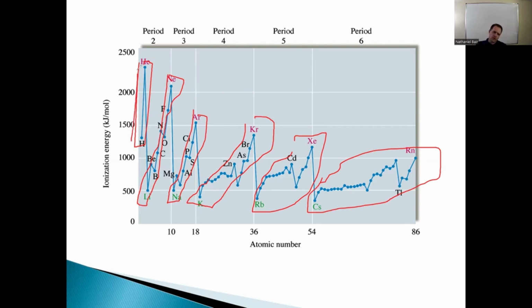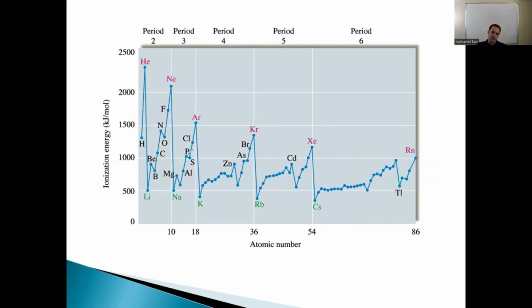As you go across the rows in general, the ionization energy is increasing, right? In general, we have an increase in ionization energy as we go across the row. Okay, that's the first thing we should see.